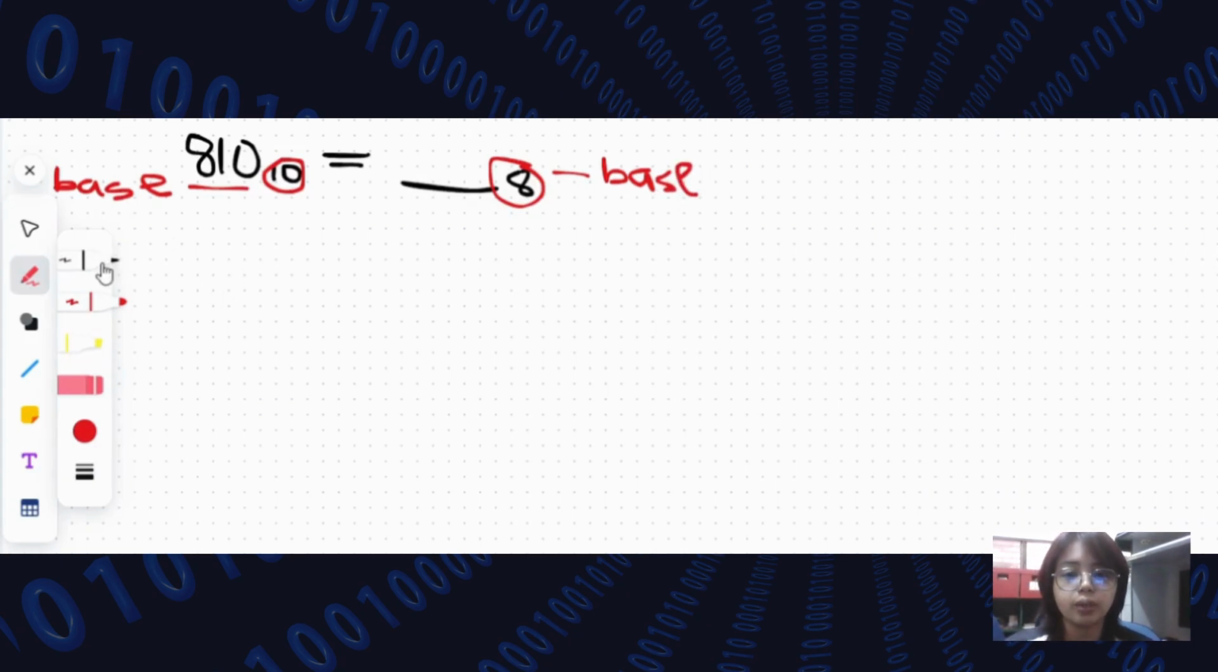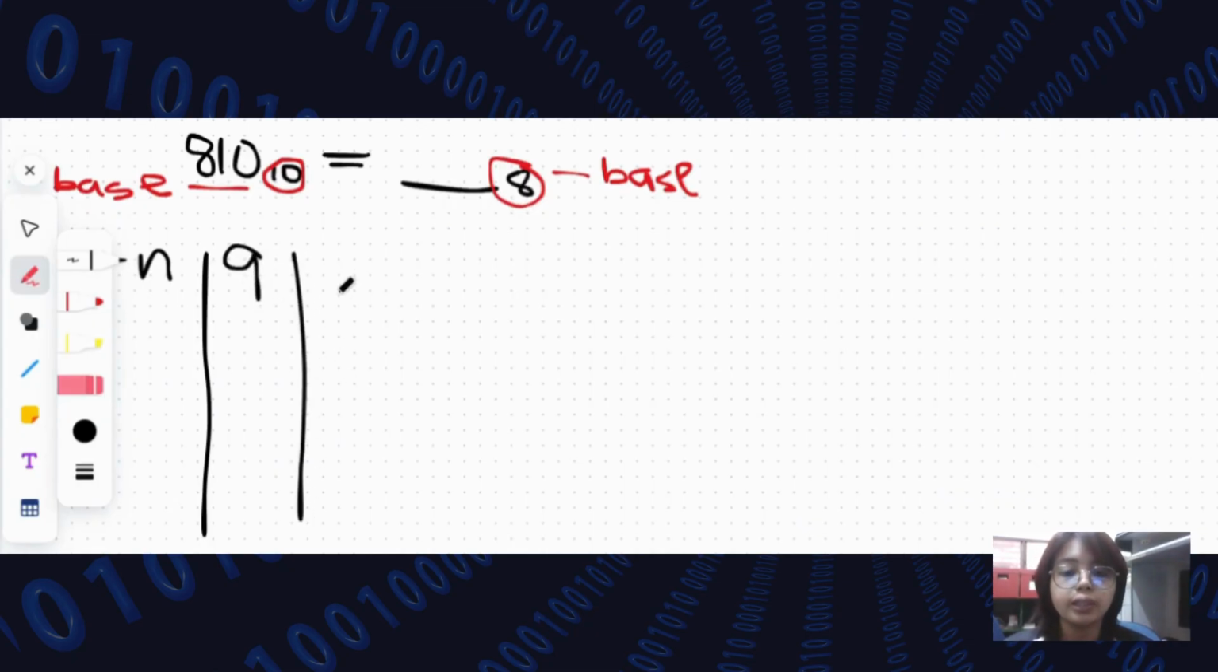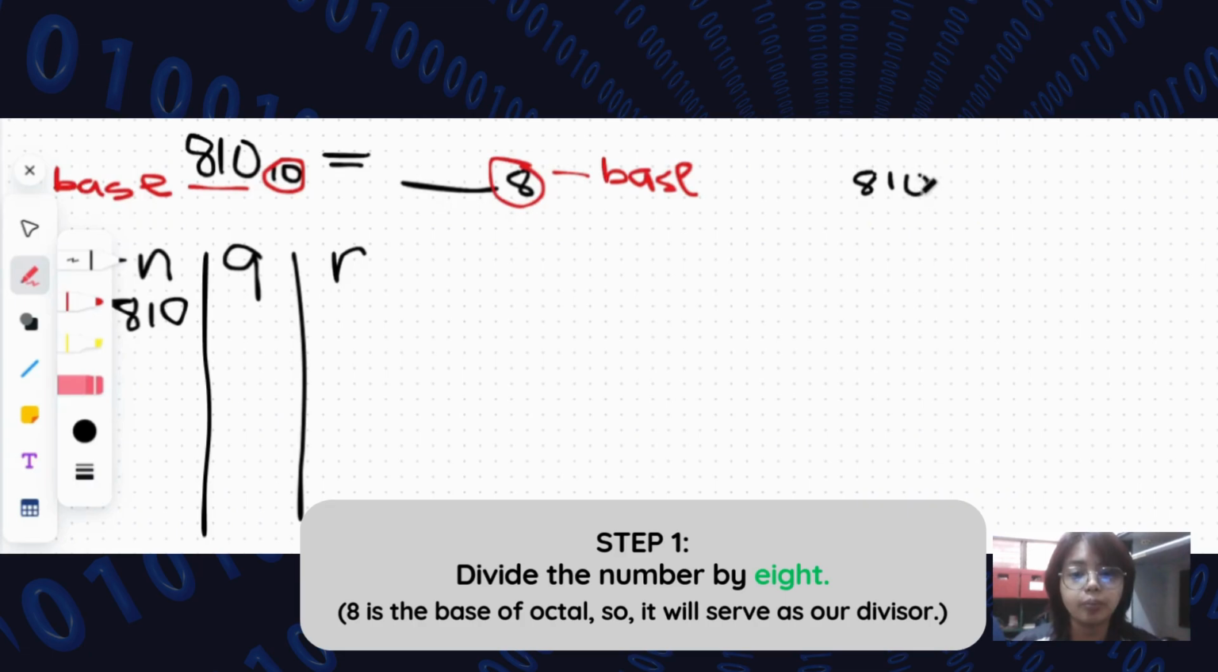So the first step is to create three columns. The first column is N, which is the number. The second column is Q, or the quotient. And the third is R, which is the remainder. In the first column, we will write 810, which is our number. In our first step, we have to divide our number by 8. Why 8? Because 8 is the base of octal.